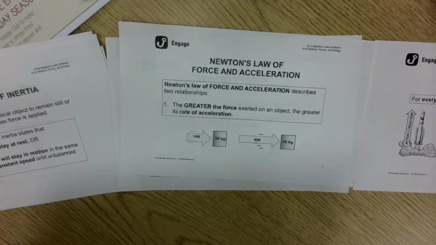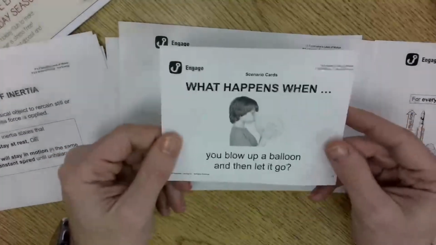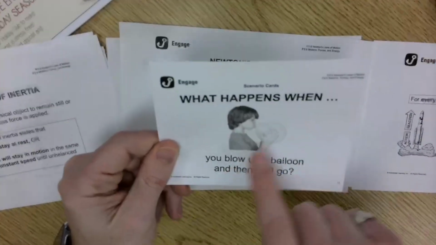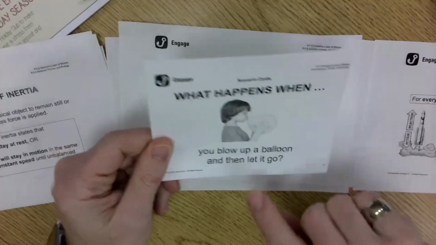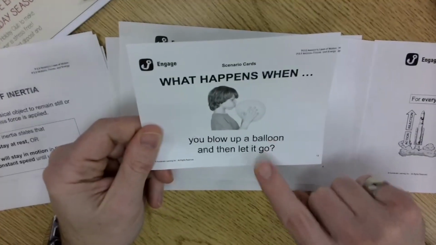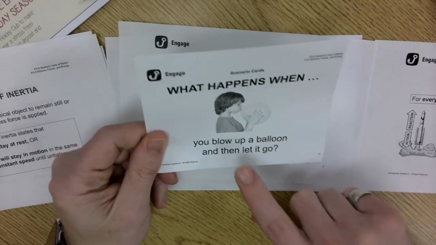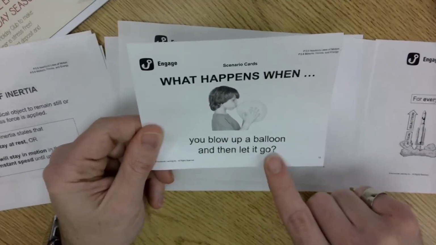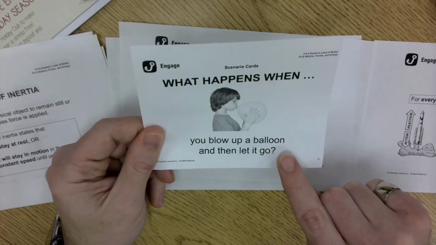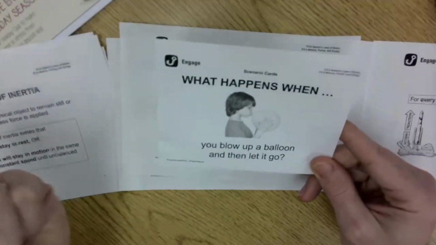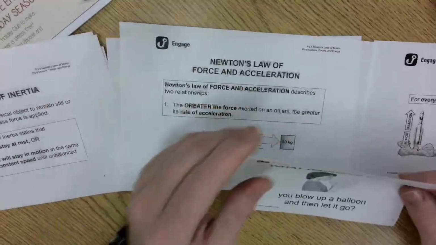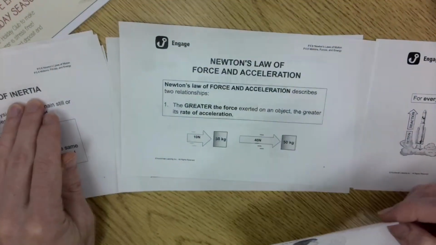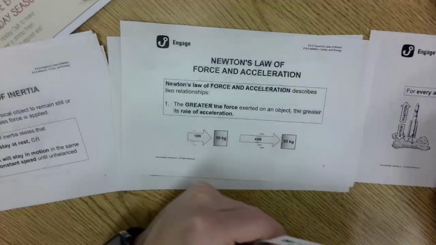So let's do this one, for example, right? So what happens when you blow up a balloon and then let it go? Whenever you get a scenario card, read the statement and then think about what happens. So if you blow up a balloon and then let it go, what happens? Right? Air comes out one end, and how does the balloon move? If air comes out this way, the balloon goes that way, right? So would that fall under inertia, law of acceleration, or action-reaction?